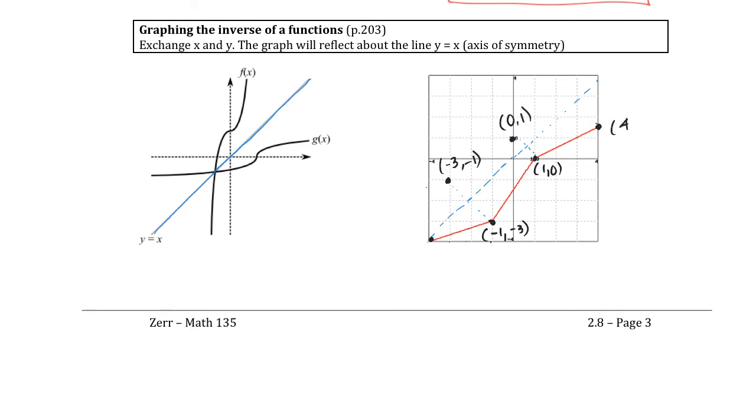This one is at 4. And what is it at? 1.5. So I need another point at 1.5 and 4. 1, 2, 3, 4. There it is. 1.5, 4. Okay, and now I just draw that graph. And there's my inverse.